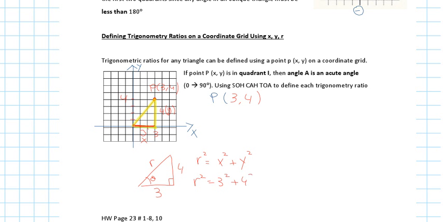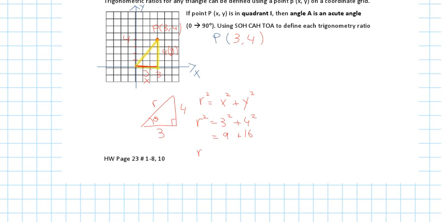Okay, so now I know all my sides inside the triangle, right? I know that the base, or my adjacent if you want, is 3, my opposite is 4, and my hypotenuse is 5. Remember that this is your angle of interest, from the x-axis to your terminal arm. It's always measured from the x-axis to your terminal arm, okay?